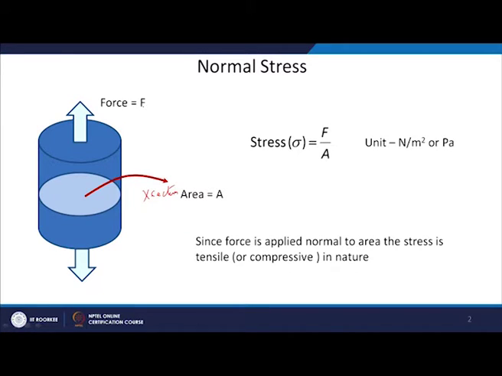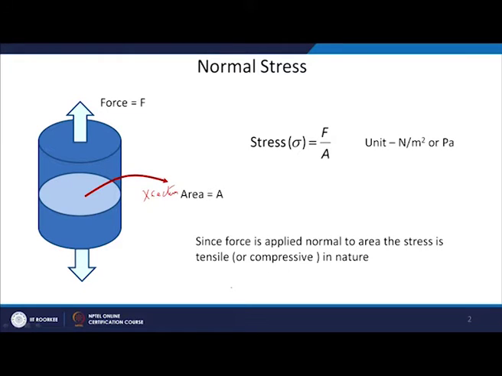So what do we mean by stress? The stress is defined as force F divided by area. So force per unit area is the stress acting on this sample. The unit for that will be Newton per meter square, which can also be referred to as Pascal. And since the force is applied normal to the area here, the stress is called normal stress, and this can be either tensile.